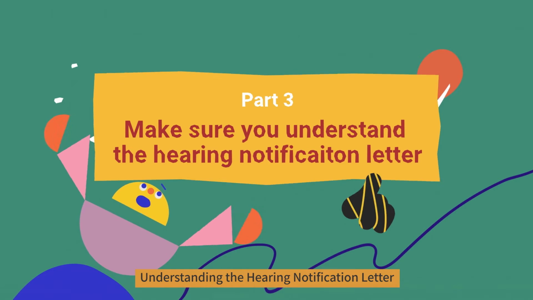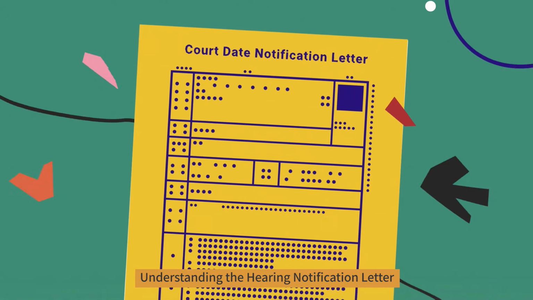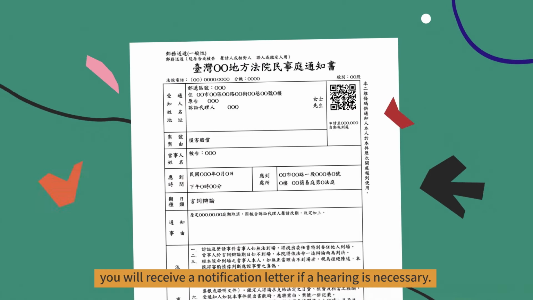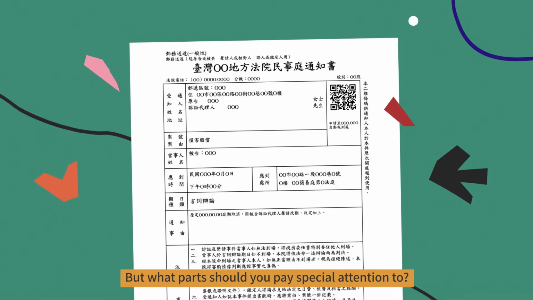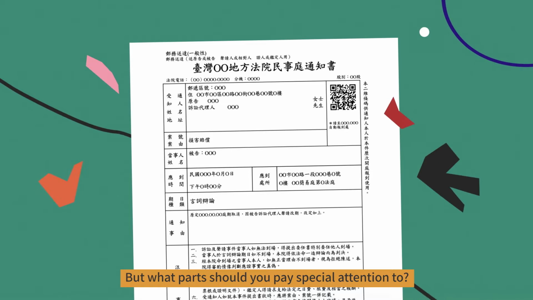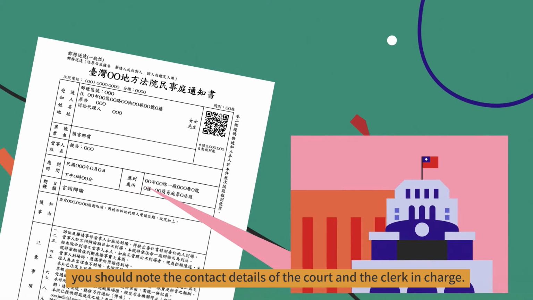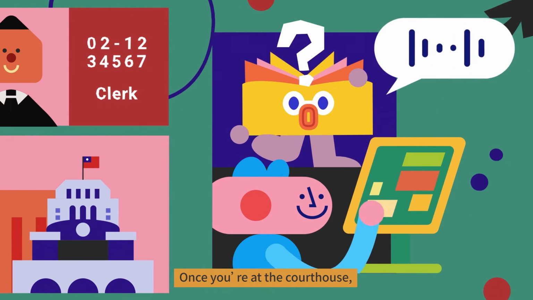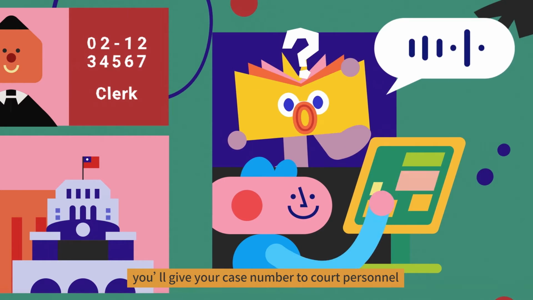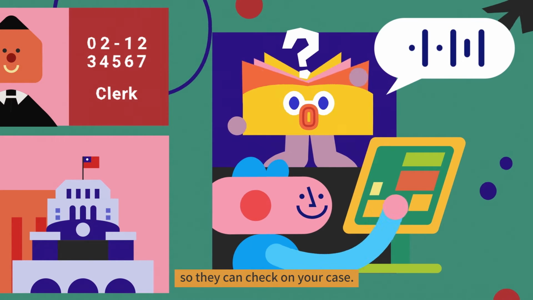Understanding the hearing notification letter. After filing your lawsuit, you will receive a notification letter if a hearing is necessary. But what parts should you pay special attention to? First, you should note the contact details of the court and the clerk in charge. Once you're at the courthouse, you'll give your case number to court personnel so they can check on your case.